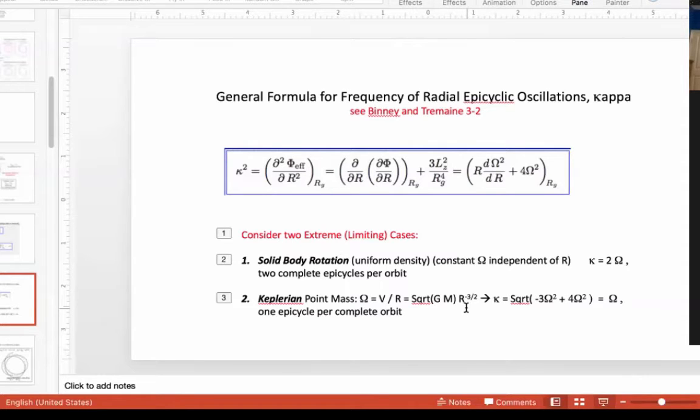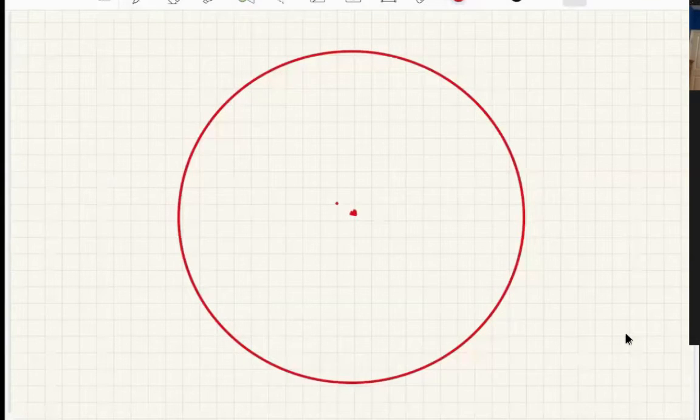And what's the derivative with respect to radius of GM over r cubed? Minus 3 GM over r to the 4th, which happens to equal minus 3 omega squared. Minus 3 omega squared plus 4 omega squared equals omega squared. So the square root of that is kappa. Kappa is exactly equal to omega. There's the galactic center.